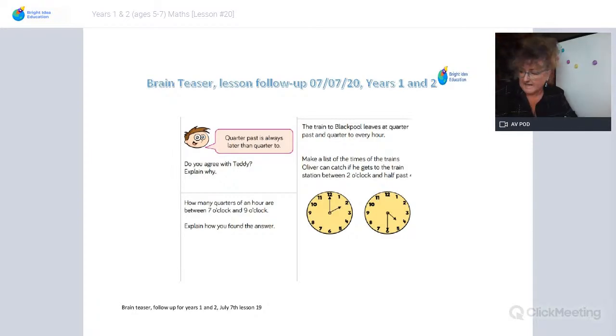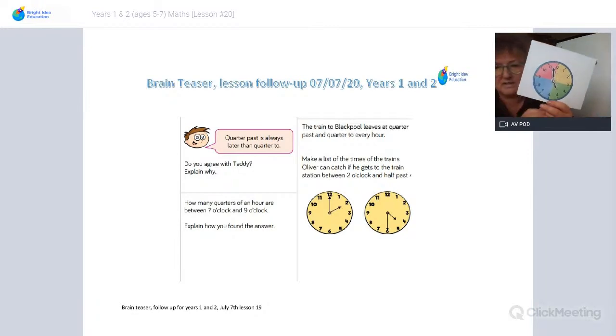So let's have a look at the next brain teaser. How many quarters of an hour are there between 7 o'clock and 9 o'clock? So how many quarters of an hour? I'll get my clock face that shows the clock facing quarters.